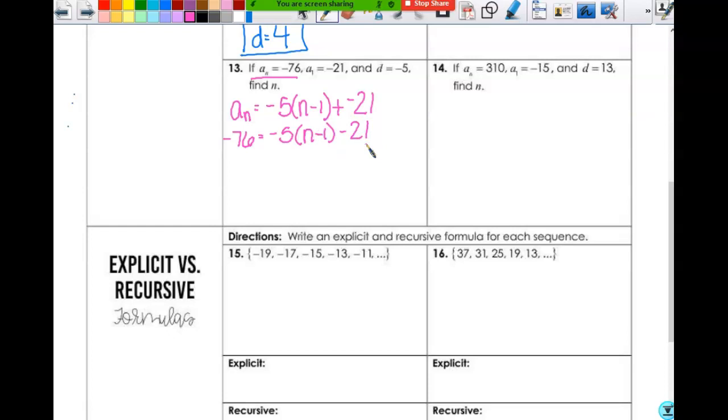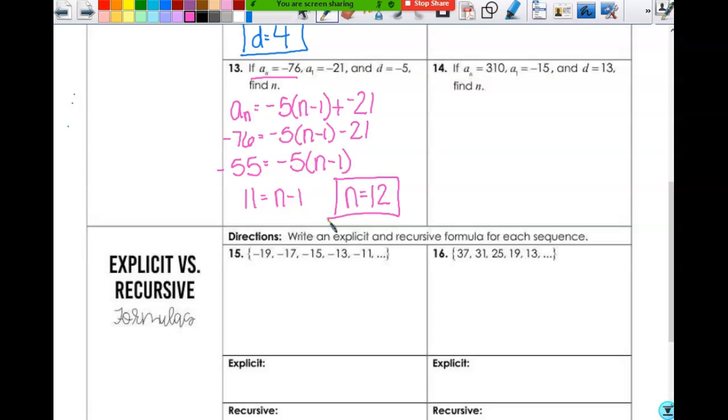Do I have to distribute to solve this? No. I can, but I'm not going to because that's more work and more places for me to make a stupid mistake. So here I'm going to add 21 to both sides, so that's going to give me negative 55. That's equal to negative 5 times n minus 1. Now I'm going to divide both sides by negative 5. That'll give me 11 equals n minus 1. So n equals what? 12. Basic algebra. I mean, it's all that is. So you just have to know what your formula is so that you can go and do that magic algebra stuff that you're so good at.